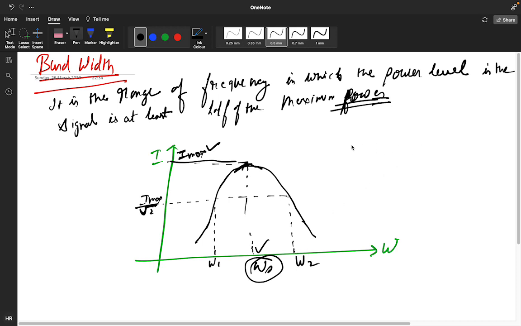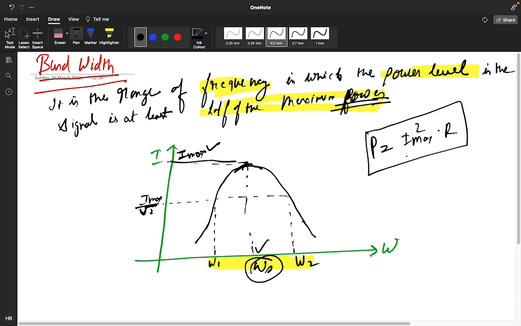So what is the meaning of your bandwidth? By definition, it is the range of frequency. The frequency range coming from omega 1 to omega 2, in which the power level is at least half of the maximum power. So the maximum power will be what? I max square into R.